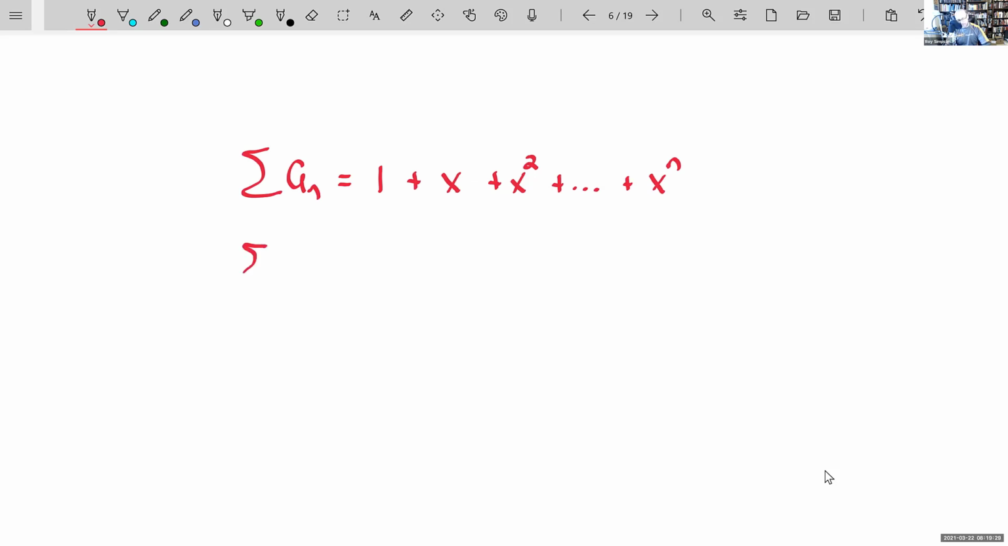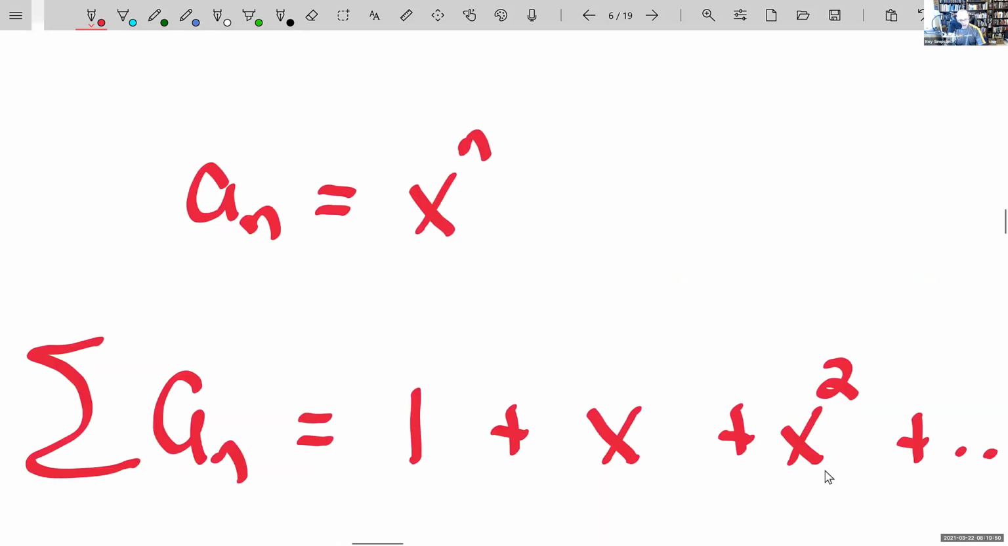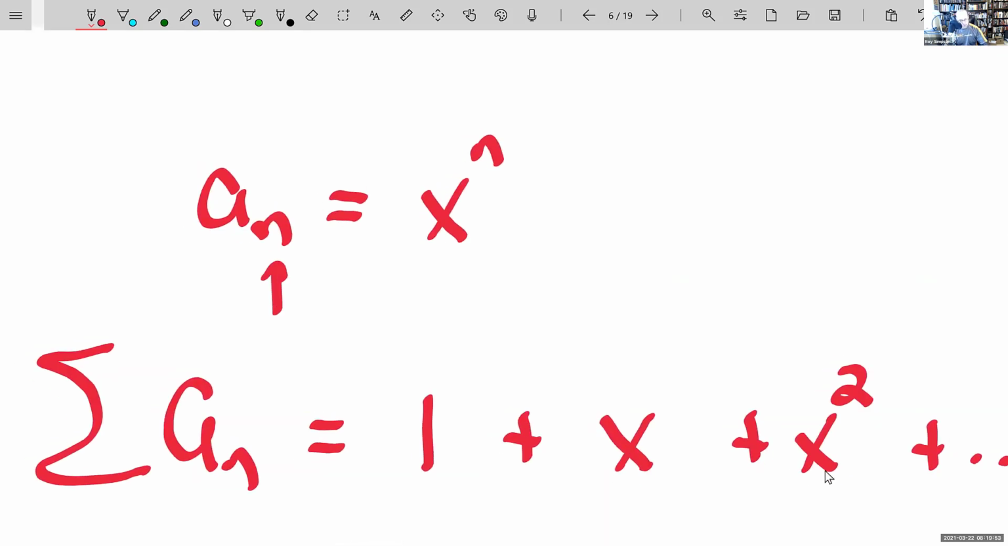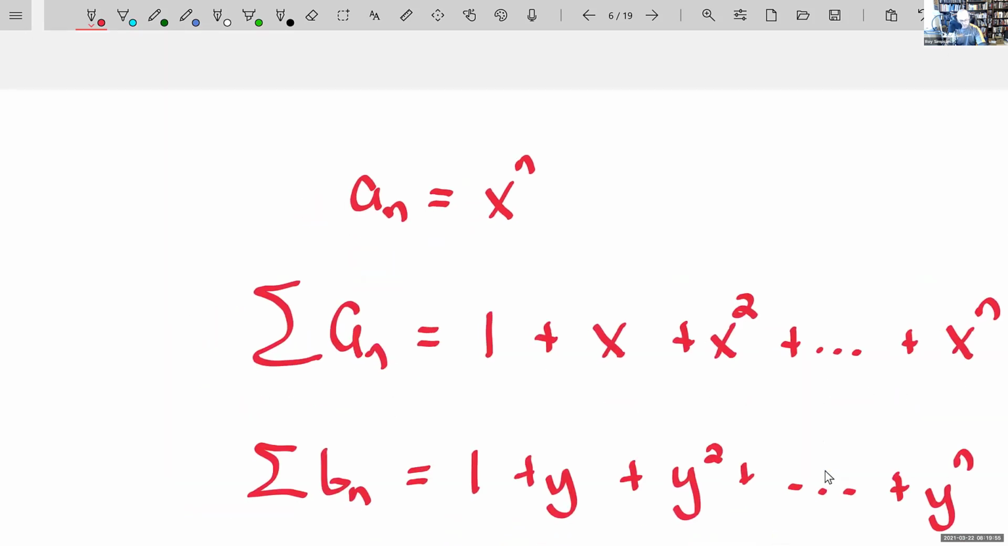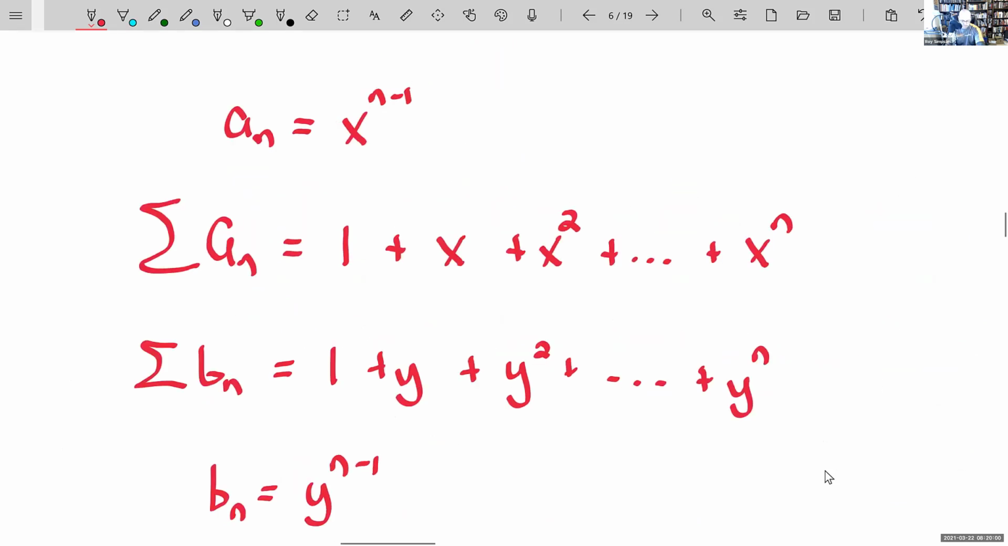And the summation of b sub n, let's just make that 1 plus y plus y squared, all the way to y to the nth. So what I'm really saying here is that a sub n itself as a sequence is x to the nth power, and b sub n as a sequence is y to the nth power. Double check it. We'll put n minus 1 powers here, and I'll end it at n minus 1. There we go. That's more realistic.